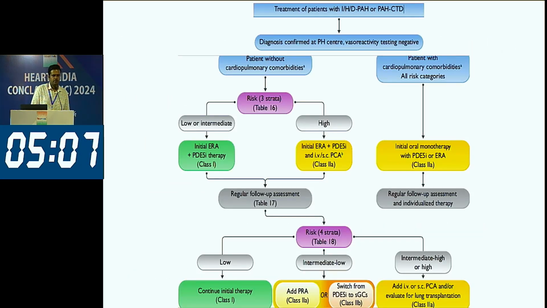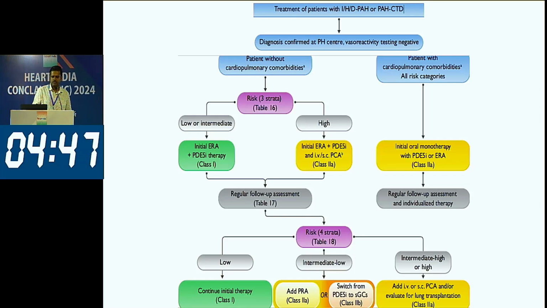LA increased in size will never happen in group 1 PH. Now coming to the treatment of group 1 PH, the treatment of idiopathic, hereditary and drug induced PH and connective tissue disorder associated PH is the same, and the current treatment is all based on risk stratification. The first thing is diagnosis by right heart catheterization and looking for vasoreactivity test.